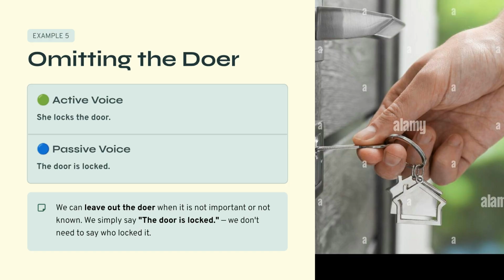Example 5 shows how we can omit the doer. In the active voice, we say, she locks the door. In the passive voice, we can say, the door is locked. We can leave out the doer when it is not important or when we do not know who did it. We simply say, the door is locked, without needing to say who locked it.